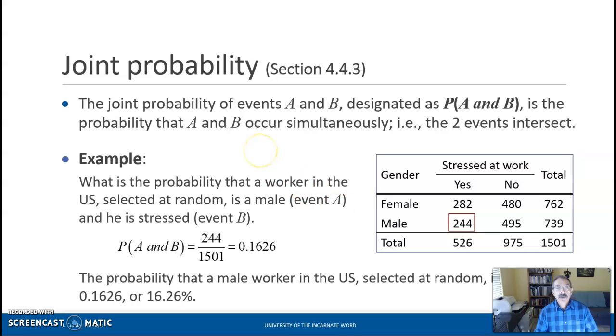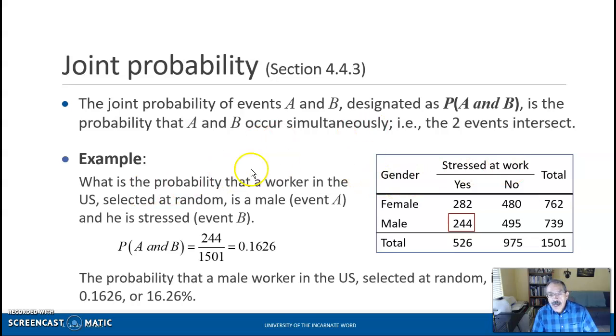All right, the next interesting probability calculation is the joint probability. The joint probability of events A and B, which we're going to designate as the probability of A and B, is the probability that A and B occur simultaneously, or in other words, the probability of the two events intersecting. Let's look at an example to see how this works. What is the probability that a worker in the US selected at random is a male? Let's call that event A. And that he is stressed. Let's call that event B.